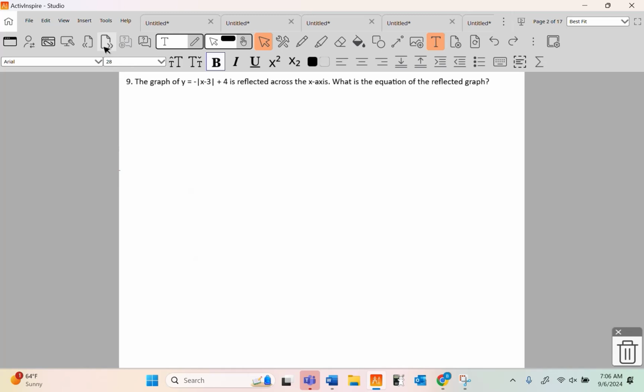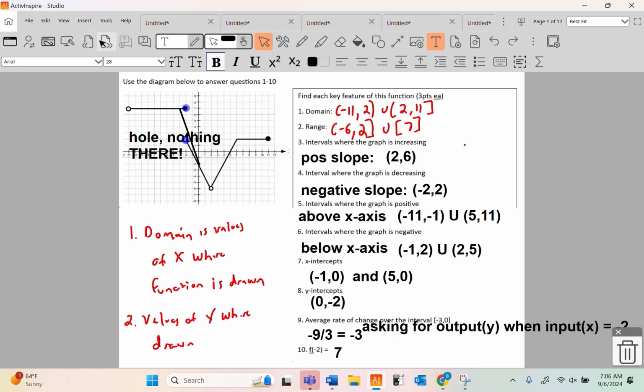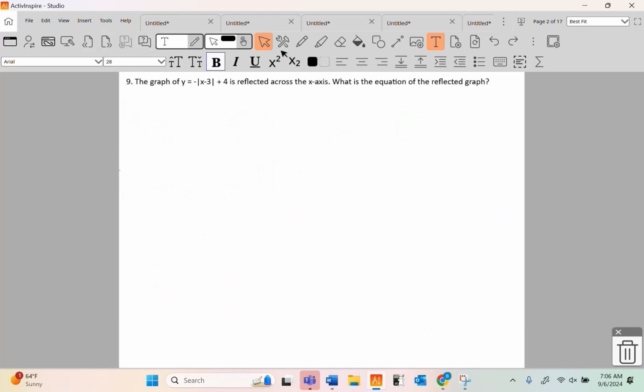Anyways, moving forward, this obviously isn't numbered right. This would actually be number 11. I made this slide and then I went back and modified the quiz. But anyways, that'd be number 11. The graph of y equals negative absolute value of x minus 3 plus 4 is reflected across the x-axis. What is the equation of the reflected graph? So there's two ways of doing this.